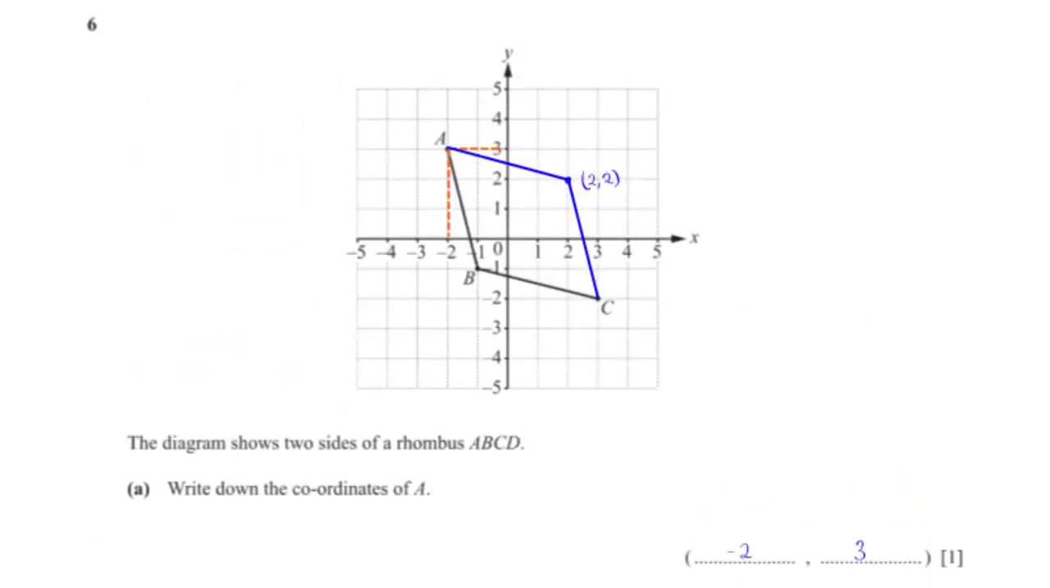The diagram shows 2 sides of a rhombus ABCD. Write down the coordinates of A. The x coordinate of A is negative 2 and the y coordinate of A is 3.